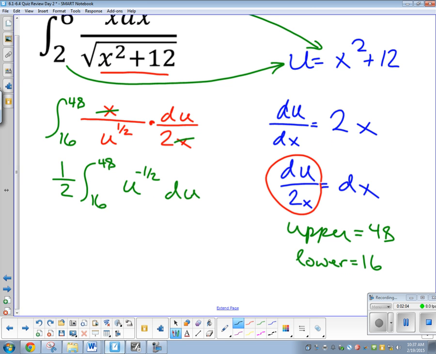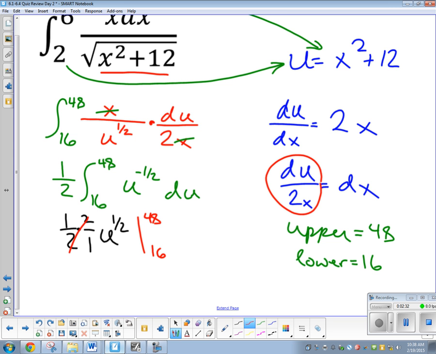Okay, from here I'm actually going to take the antiderivative. So the 1/2 is just 1/2. What's the antiderivative of u to the negative 1/2? What do I do to find an antiderivative? Add 1, so it's now u to the positive 1/2. And then I divide by the exponent, so I'm going to multiply by the reciprocal. Multiply by 2 over 1. Okay? I'm going to evaluate that from 16 to 48.